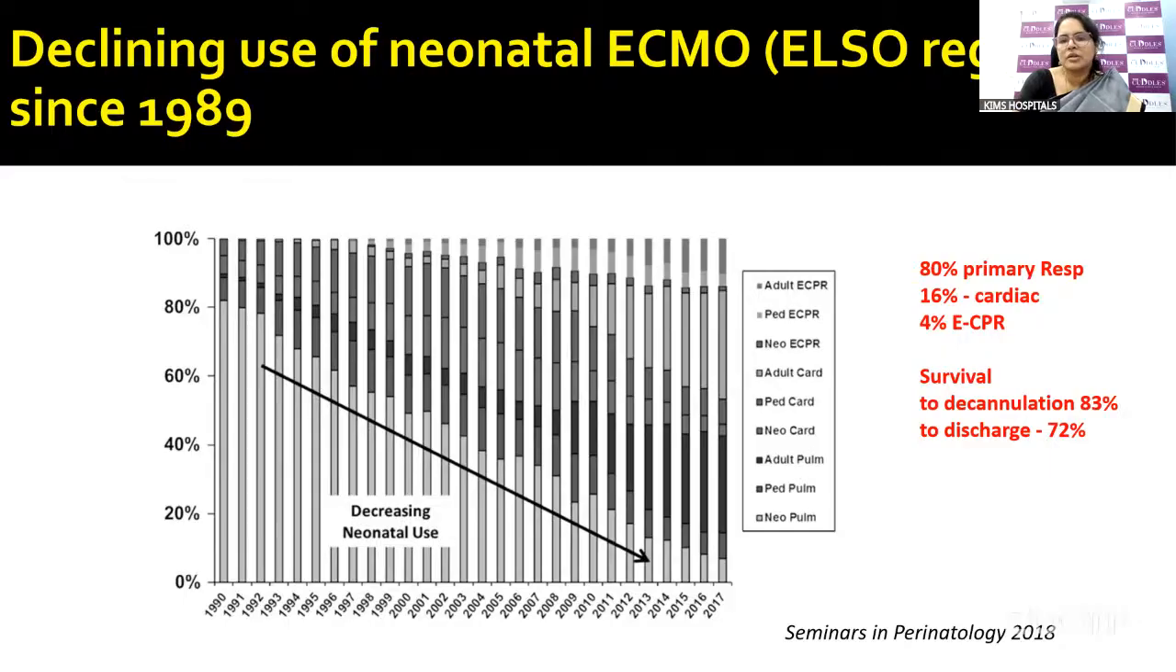Now, amongst newborn ECMOs, 80% happen to be primary respiratory ECMOs and 16% are primarily cardiac ECMOs. So, the primary reason for performing ECMO is a respiratory cause in 80% of the ECMO runs, and 16% is secondary to a primary cardiac condition like myocarditis or severe hemodynamic instability or post-cardiac surgery. And in 4% of the cases, it is eCPR.